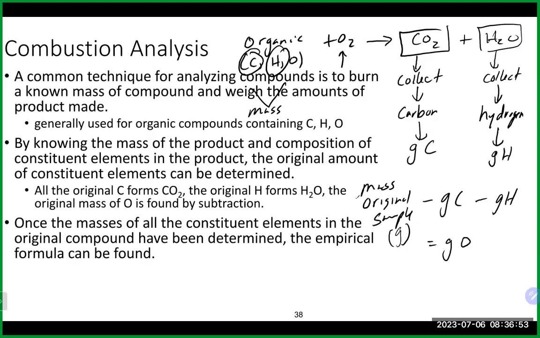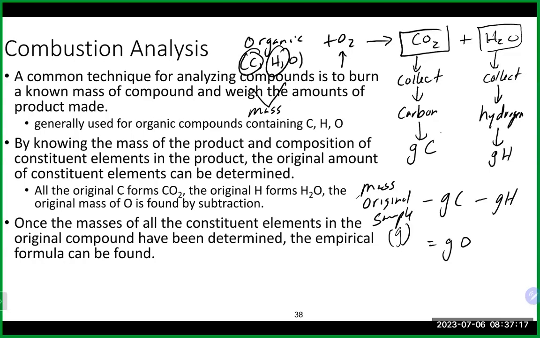So we can use this type of analysis very effectively with organic compounds that contain carbon, oxygen, and hydrogen, as long as you know the mass of your original sample, which you can weigh out before you begin, so you'll know how much you had to begin with. And you can figure out the mass of the CO2 and water that you collected, which allows you to get the grams of carbon and hydrogen, and then you can get the grams of oxygen by difference.